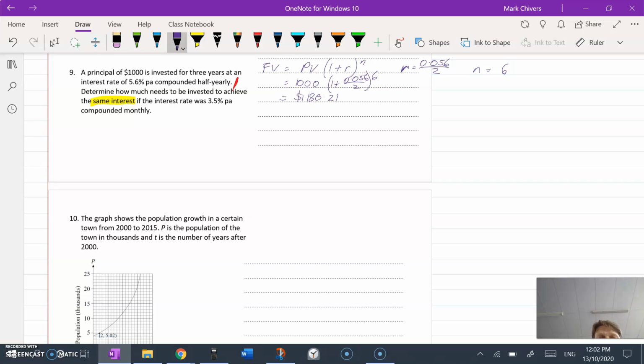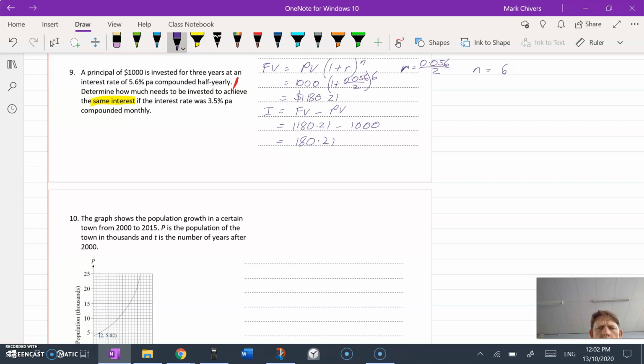Now the important thing to remember is that's the future value, but the interest is the future value minus the present value. So that's going to be 1180.21 minus $1,000. So that's going to leave us with $180.21. So what we're trying to now do is invest at a different interest rate with different compounding periods, but get the same amount of interest.